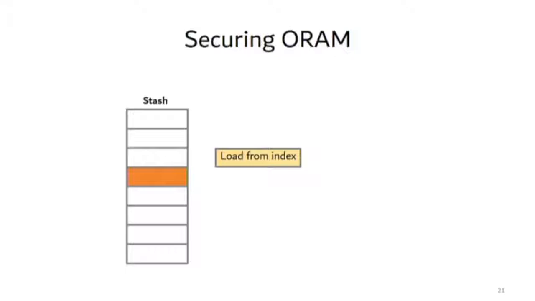You can't really expect to insecurely read the stash or the position map and expect that it would be secure. For example, with the stash, you have to load from the stash and send it to whoever asked for this block. That means you have to go through the stash and copy it from one memory location to another memory location. So you have to load it from here.